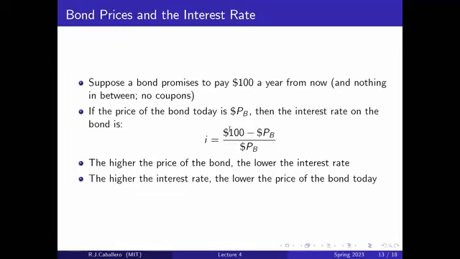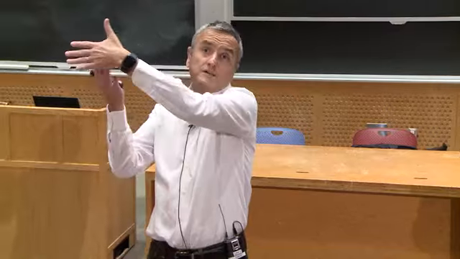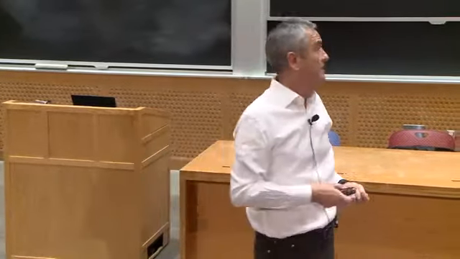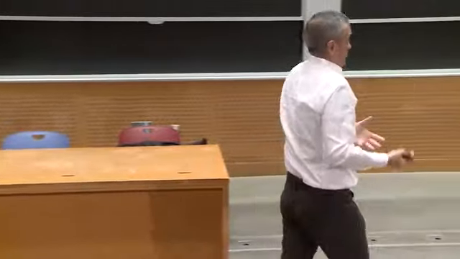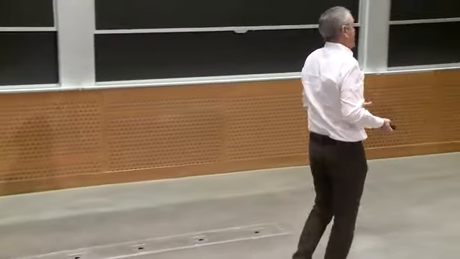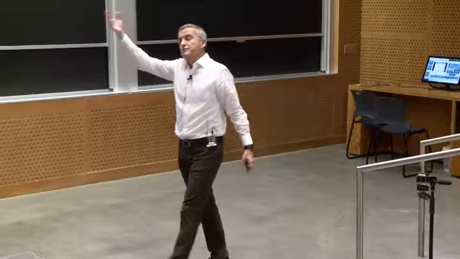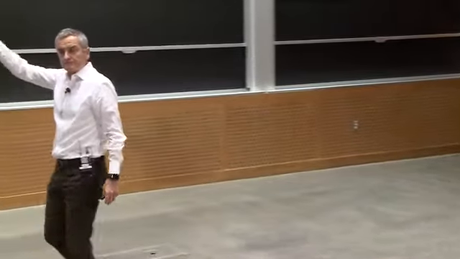And notice that this is an inverse relation. When the price of a bond goes up, the interest rate it pays goes down, because you're paying more for the same principal. You're going to get 100, but now you're paying more for it. Well, that means the interest rate, the return on that bond, went down. Okay. Conversely, you can say the other way around. The higher the interest rate, the lower the price of a bond. So, for example, today the interest rate is 5%.